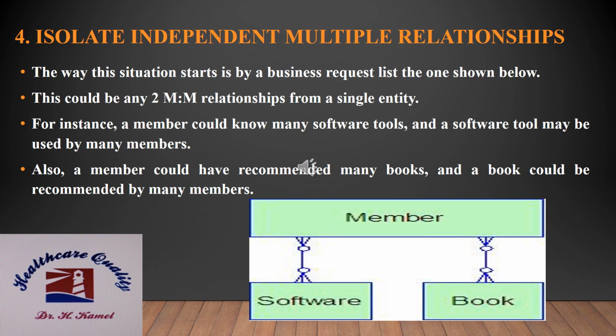The fourth normalization rule is isolate independent multiple relationships. The way this situation starts is by a business request list, the one shown below. This could be any two many-to-many relationships from a single entity. For instance, a member could know many software tools, and a software tool may be used by many members. Also, a member could have recommended many books, and a book could be recommended by many members.